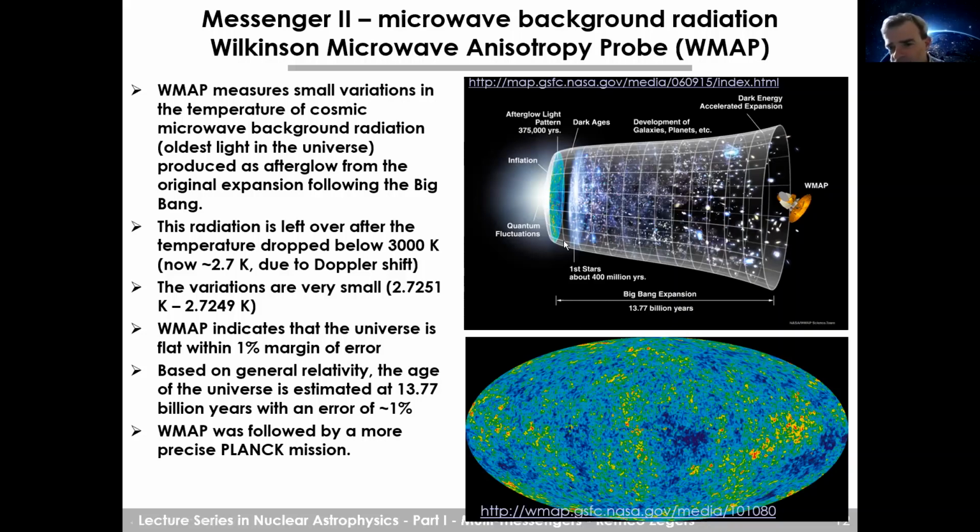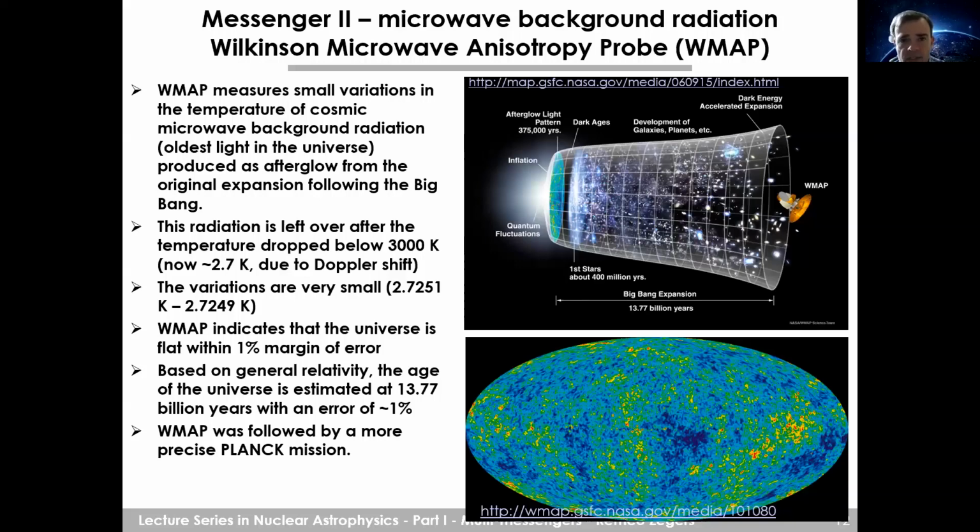This is another picture of this Big Bang expansion. The Big Bang is starting right at the left-hand side here. This cosmic microwave background radiation was created right after the Big Bang. This radiation is left over after the temperature dropped below about 3000 Kelvin. And actually now it's about 2.7 Kelvin due to this Doppler shift.